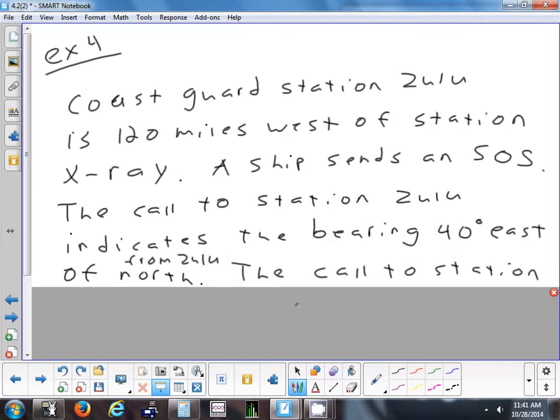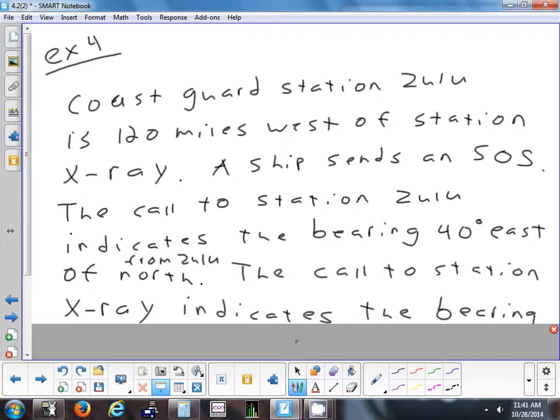We'll have to talk a little bit about what the direction is here. So it says that the call to station Zulu indicates the bearing to the boat is 40 degrees east of north. Okay, so I'll draw that out and I'll explain what that bearing means. Bearing is 40 degrees east of north. It's pretty much what it sounds like, but we'll make a sketch. Okay, now X-ray gets the same message.